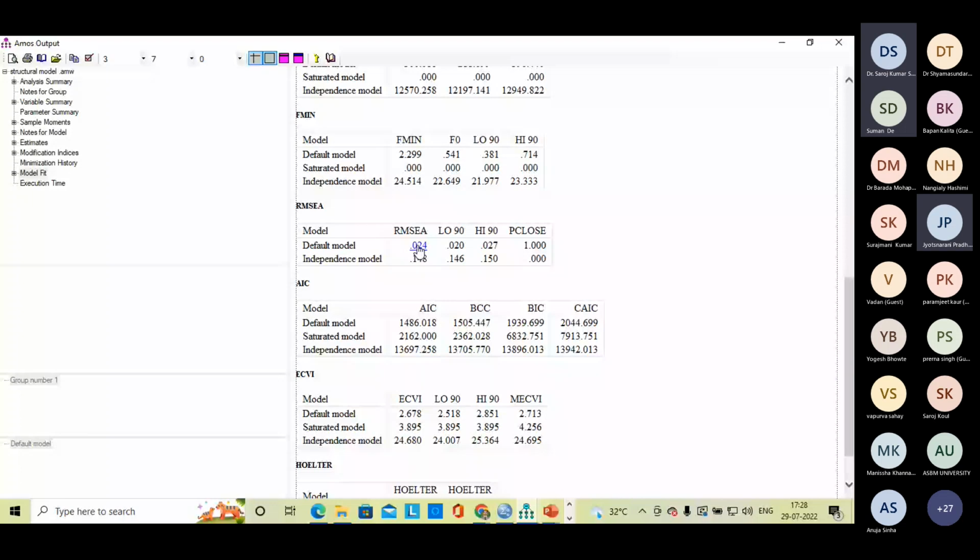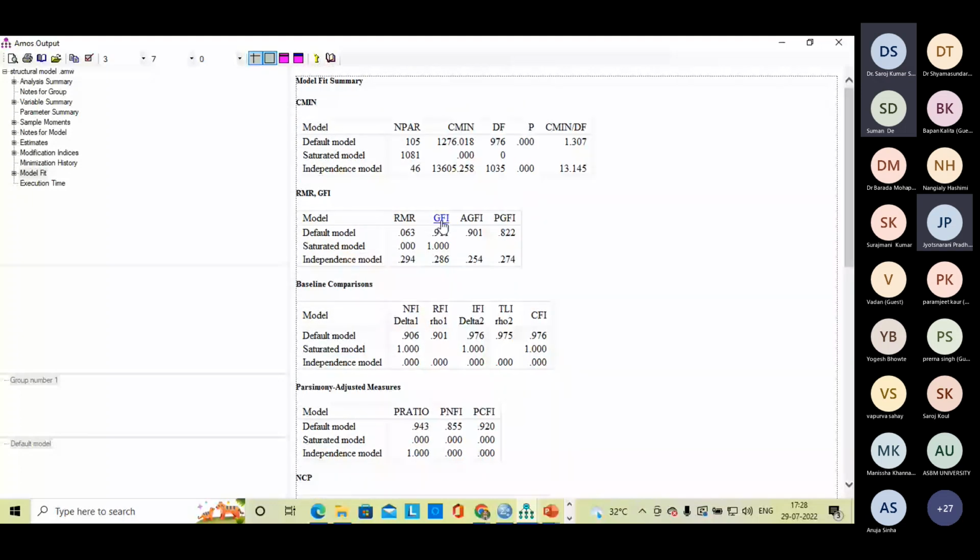Whatever fit indices I explained now, these are all very common in this type of research. Again, I am repeating. GFI, AGFI should be more than 0.9. NFI, RFI, IFI, TLI, CFI should be more than 0.9. It will be excellent if it is more than 0.95. PGFI should be more than 0.75. These are all 'more than' indices. Now coming to the 'less than' ones.